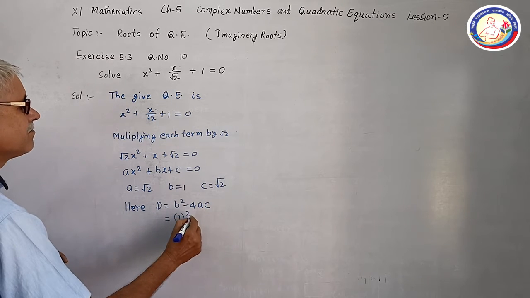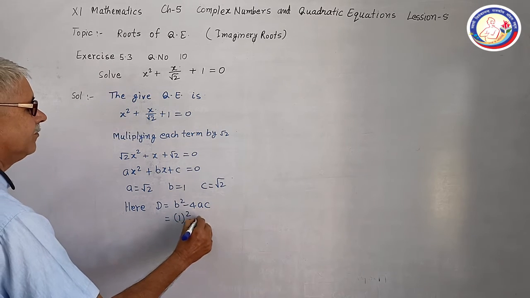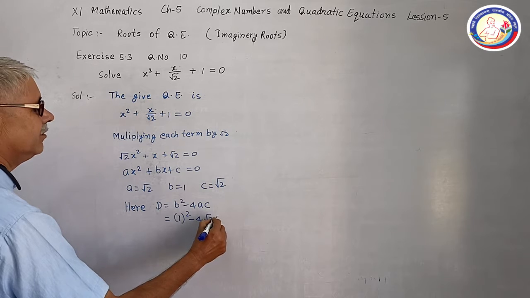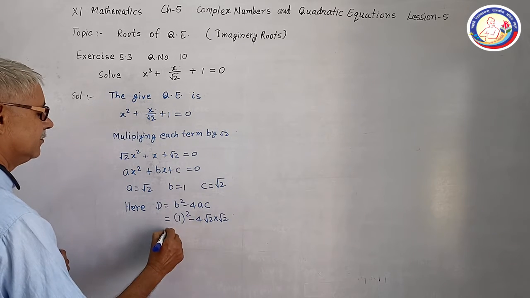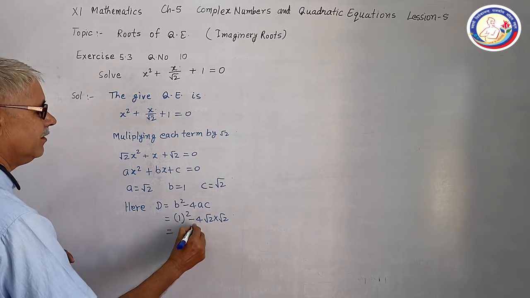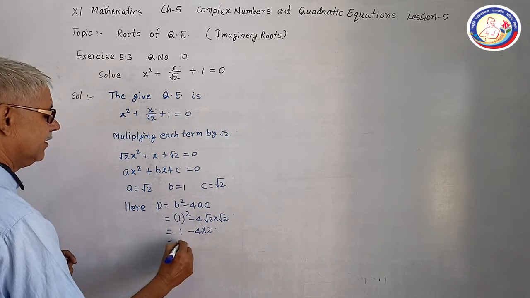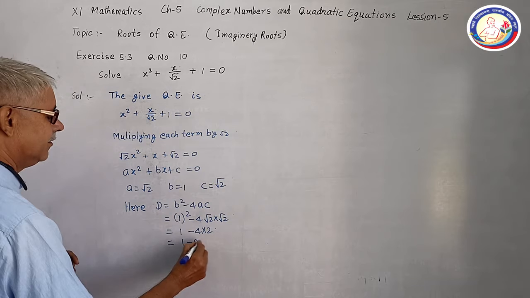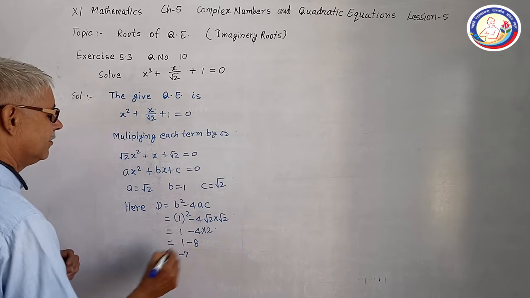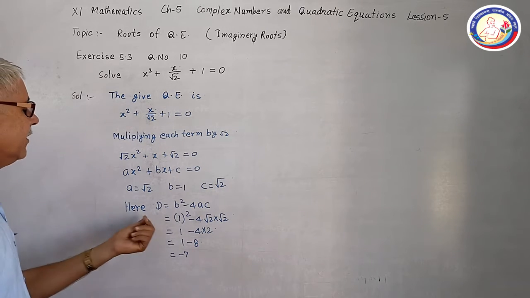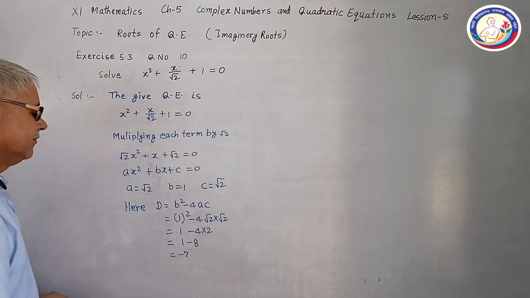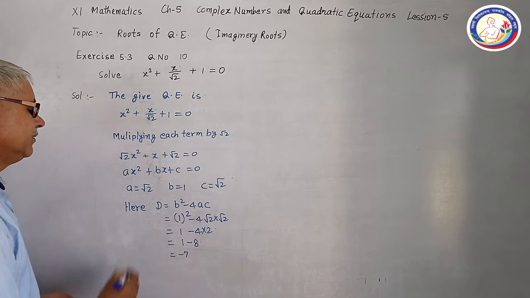Square of 1 minus 4 into square root of 2 into square root of 2. That will give us 1 minus 4 into 2, that is 1 minus 8. It is minus 7. So the discriminant is negative here, so the roots will be imaginary.